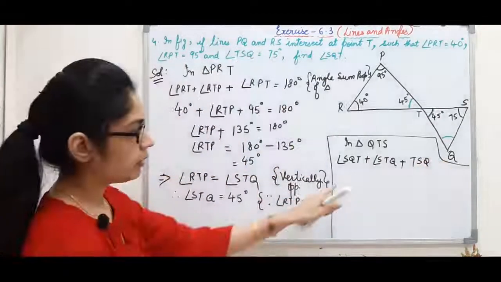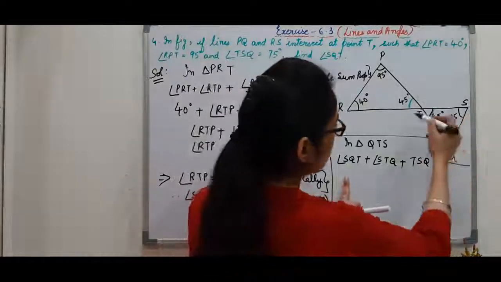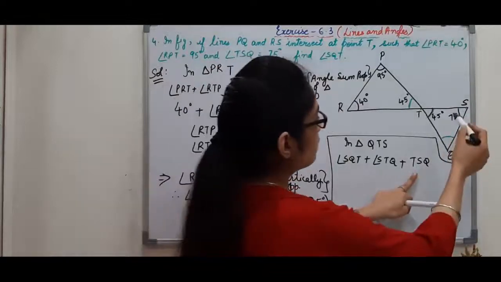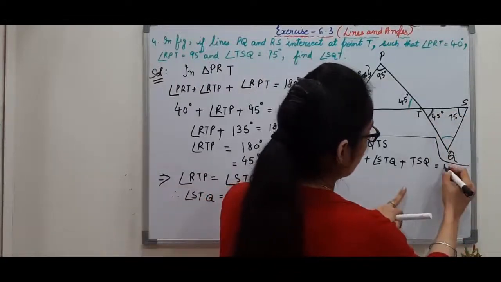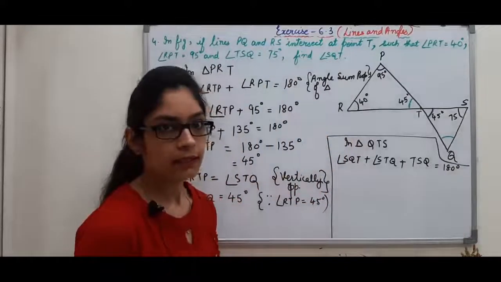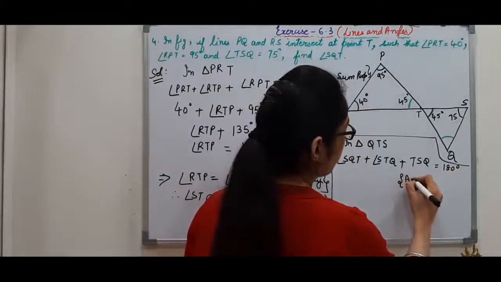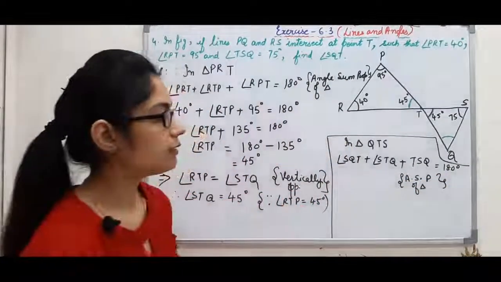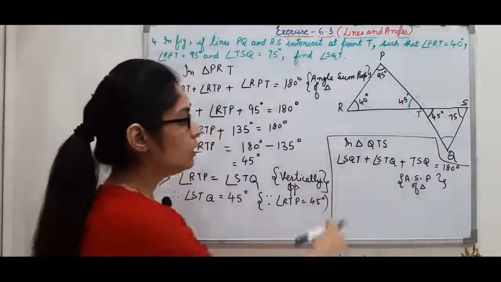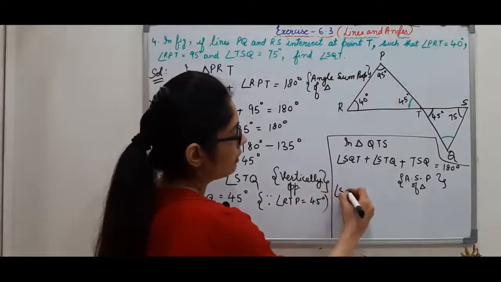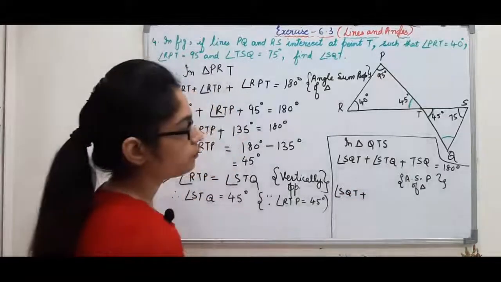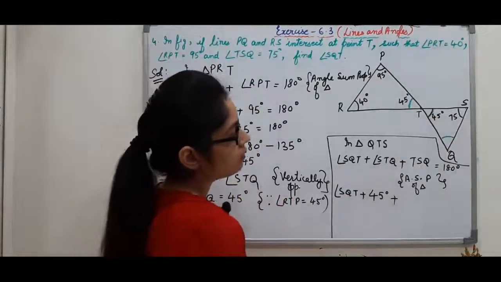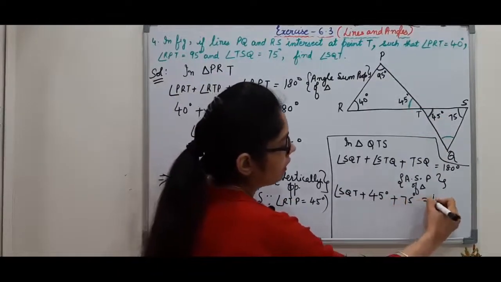See, all three angles I have taken, SQT which we have to find, STQ which we have found just now, and TSQ, this one which is already given to us. The sum of all three angles is equal to 180 degrees. We can mention the reason, angle sum property of a triangle. So in short, I have written A for angle, S for sum, and P for property of triangle. So SQT we have to find, plus STQ which is equal to 45 degrees, plus TSQ, already given to us as 75 degrees, is equal to 180 degrees.